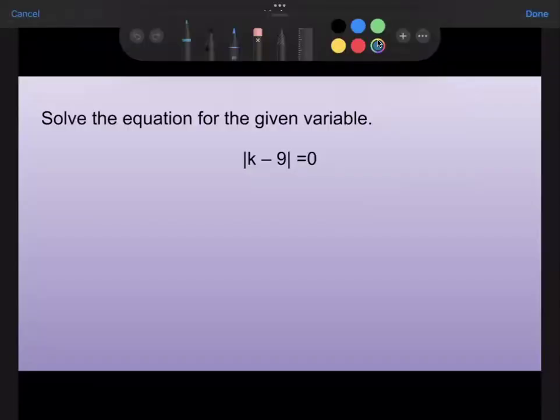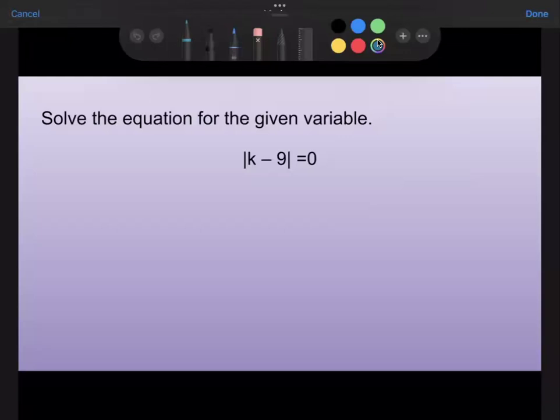Okay, here's our next example. We have the absolute value of k minus 9 equals 0. So again, you want to get to that place where the absolute value is isolated, or whatever is inside those absolute value bars is by itself. And in this case, we're already there.